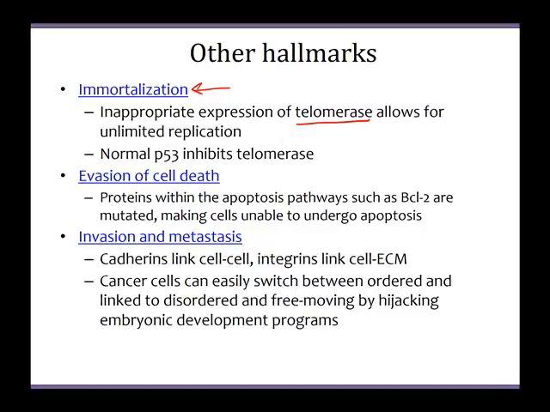Now, p53 also has a hand in this too. p53 is not only a tumor suppressor, he also assists in the process of immortalization, or rather, prevents immortalization. Normal, unmutated p53 will actually inhibit telomerase. So if p53 is mutated, he cannot inhibit telomerase, and you can express telomerase.